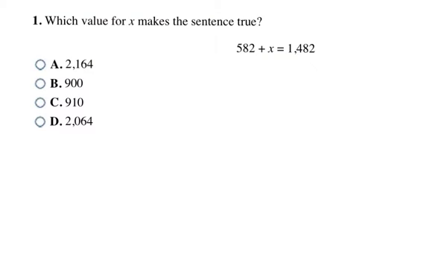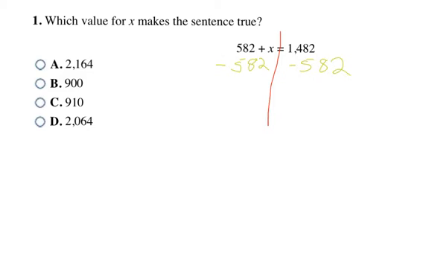So in this problem here, I have a one-step equation that has addition. So the opposite of addition is subtraction. So I'm going to subtract this 582 from both sides of the equation. And if it helps you, you can draw a line down the equal sign so you're sure to do it to both sides of the equation.